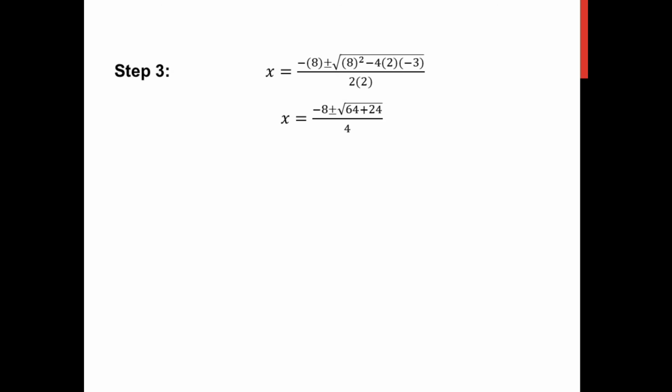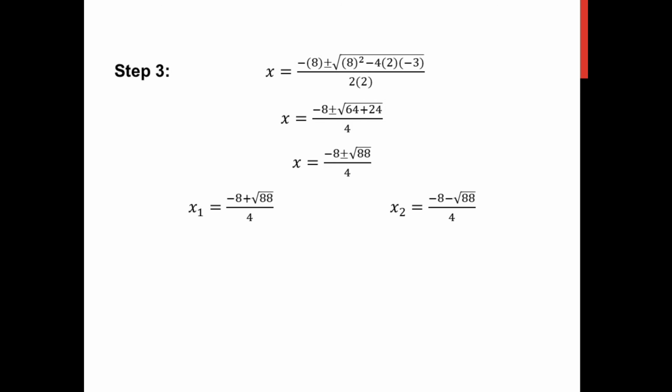Now let's proceed to step 3. So we will simplify our equation. So we have negative 8 plus minus the square root of 8 squared, which is equal to 64, plus negative 4 times 2 is negative 8, times negative 3 is positive 24. That is why we have plus 24 here, all over 2 times 2, which is 4. So we have x is equal to negative 8 plus minus the square root of 88, since 64 plus 24 is equal to 88, all over 4.